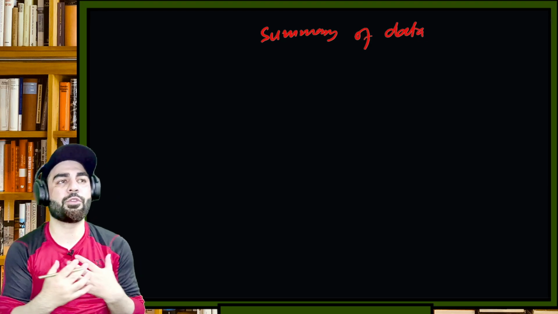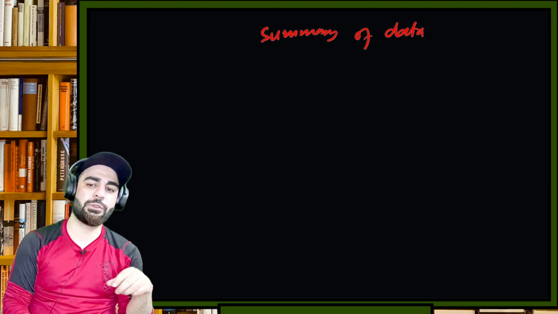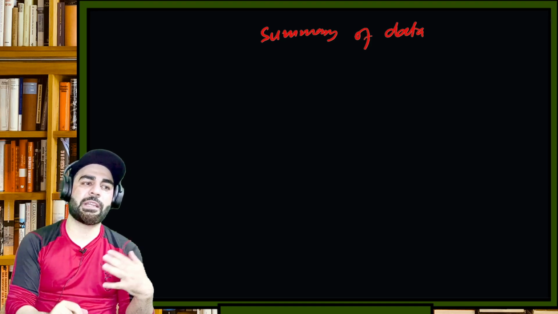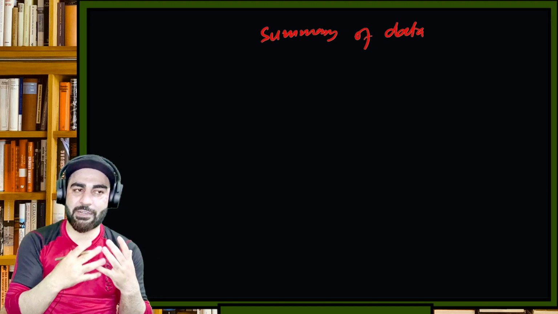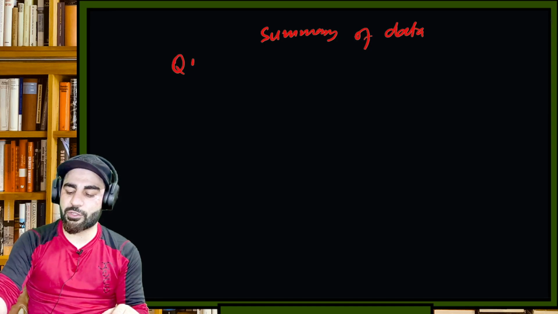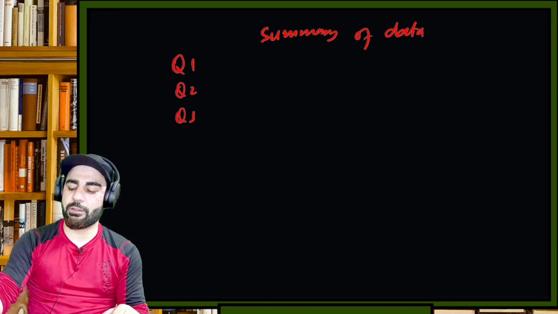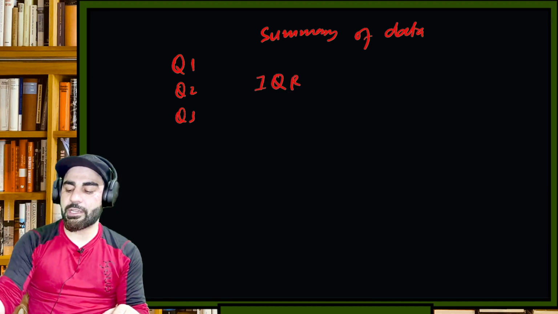Sometimes you don't want to look at all the data. If somebody gives you a couple of numbers, from that you can somehow guess what the data set will look like. For example, somebody can give you Q1, Q2, and Q3, and from this you can come to the interquartile range.